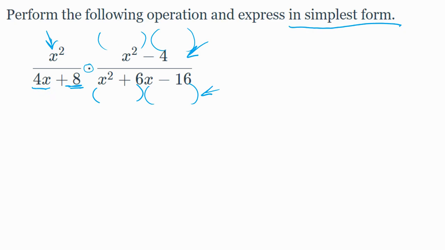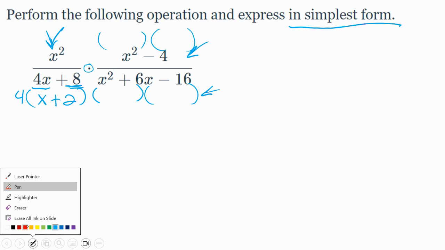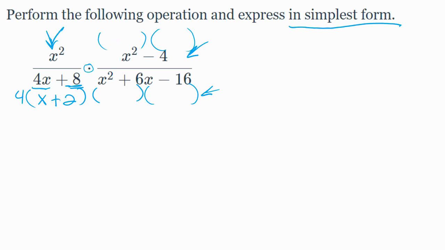So top left-hand corner, check, nothing to do there. Bottom left-hand corner, these have a 4 in common. So you divide each of those by 4, and this gives you x plus 2. And now we move to the top right-hand corner. This is difference of squares. So we make it x and 2, x and 2, because those are the square roots of those two values. And then it's just a plus and a minus. That's how the difference of squares works.